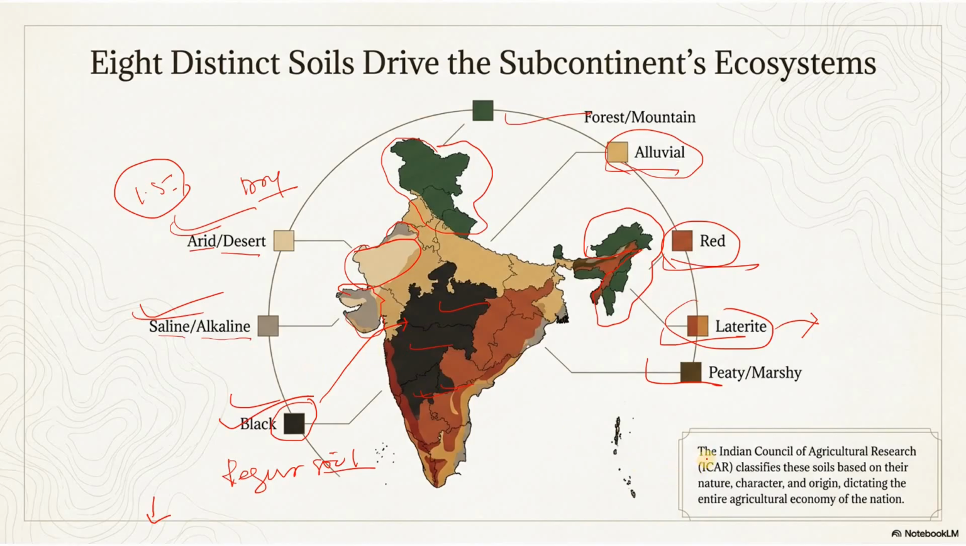Here it is written that the Indian Council of Agricultural Research classifies soil based on nature, character, and origin, dictating the entire agricultural economy of the nation. So what is the basis of the classification? One is the nature of the soil, second is the character of the soil, and third is the origin of the soil. So let's see what the nature, character, and origin of these soils are.